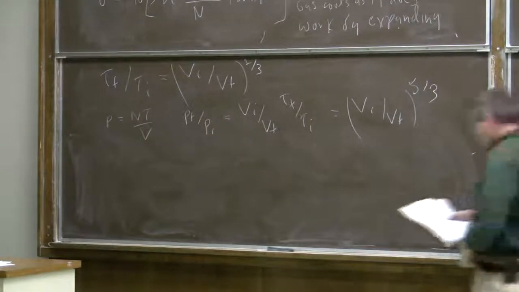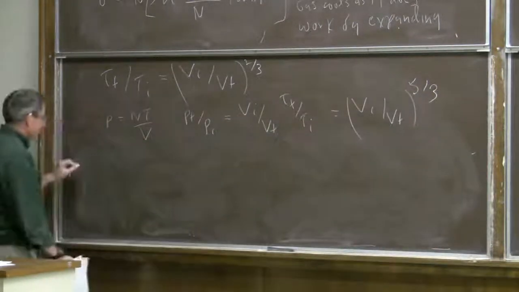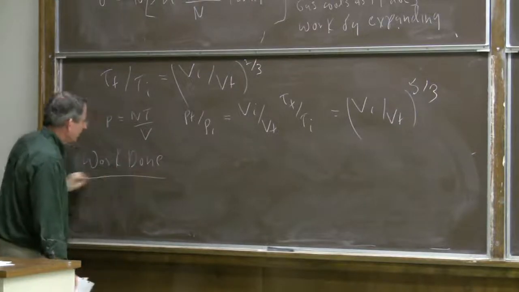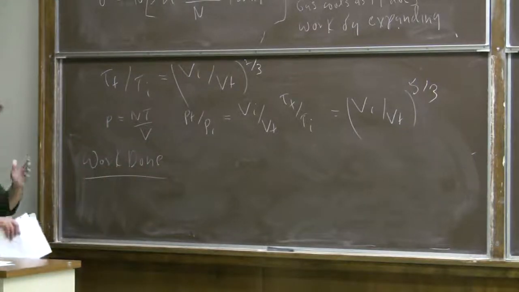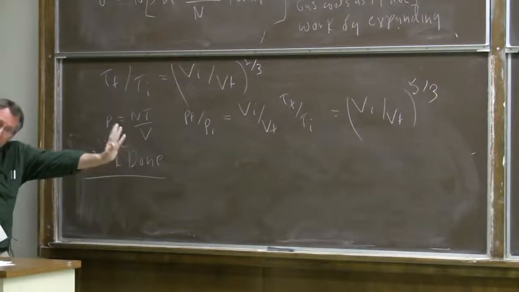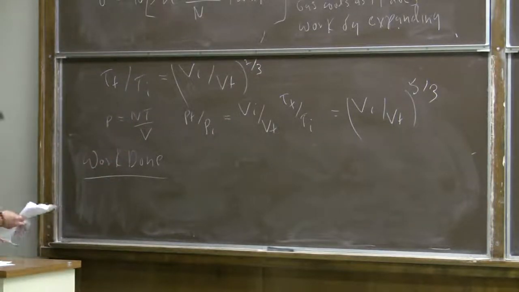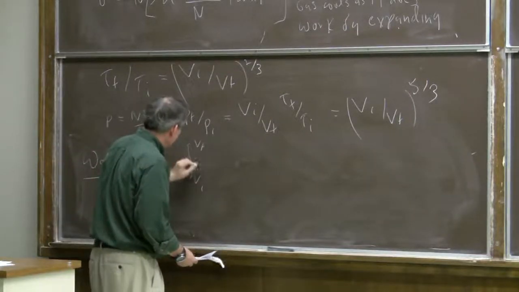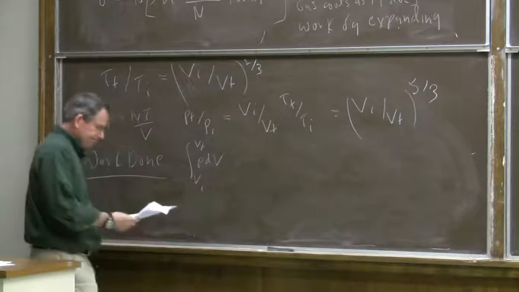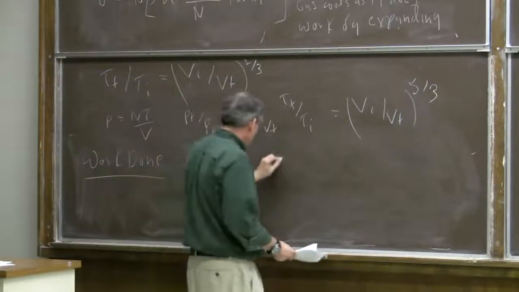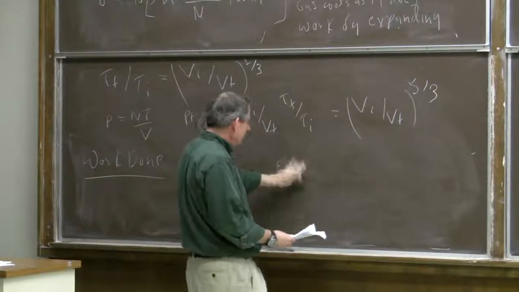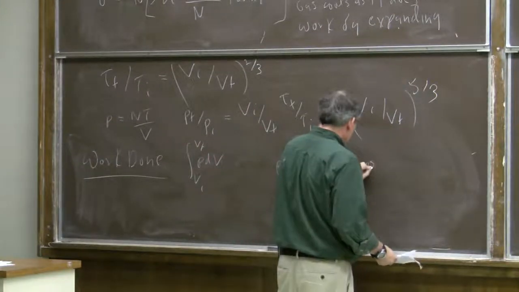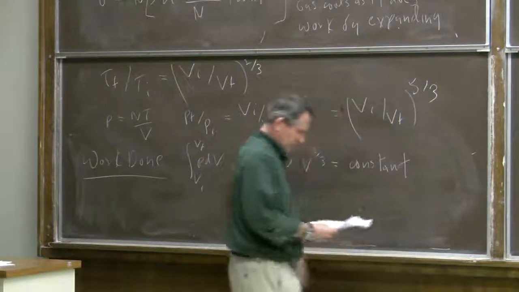And now how much work is done? Well, let's just check that what I said before is correct, that the work is being done at the expense of the internal energy of the gas. The work done is the integral from the initial volume to the final volume of P dV. So we know, I can write it this way, that PV times V to the 2/3 is equal to a constant. I'll save a little algebra if I use this little trick.